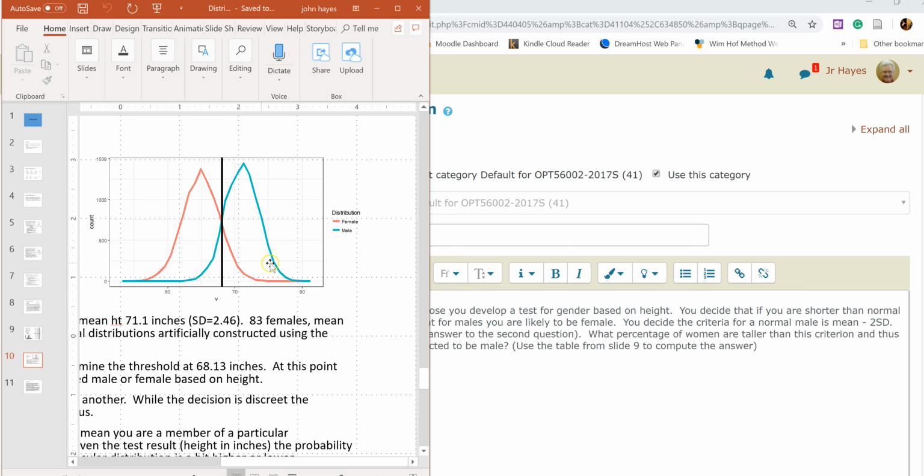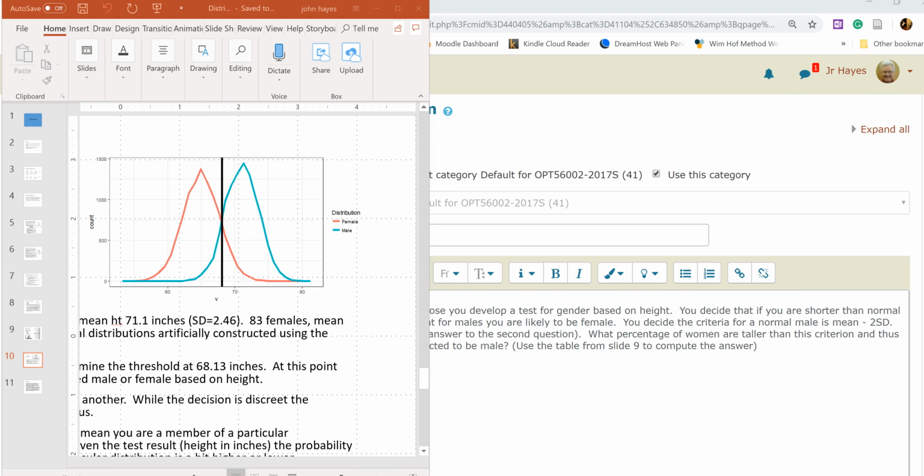The problem is it's not true if you're above 2 standard deviations out. There is a pretty good probability that you are in fact female. And in fact, it's this amount of people. It's not this tiny little amount, it's this big amount. If you say your height is greater than 66 inches, then you are going to be male, when in fact there's this big chunk.